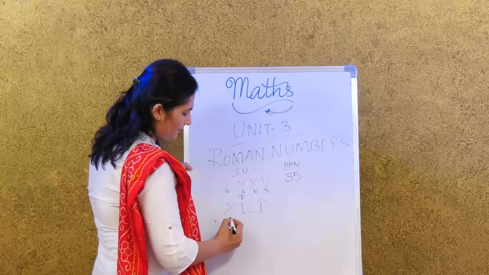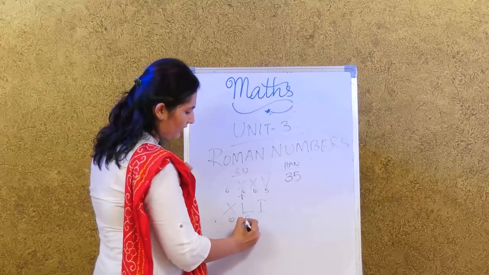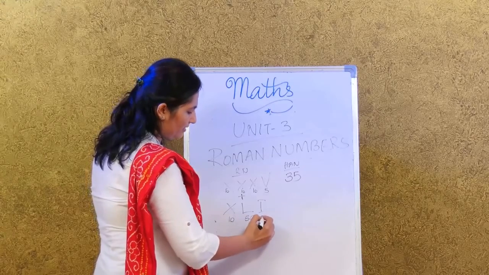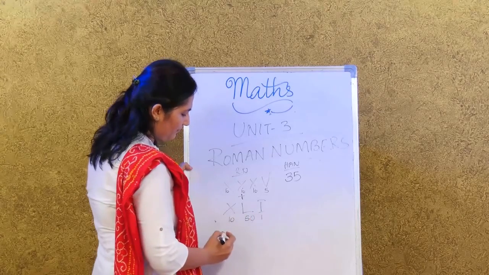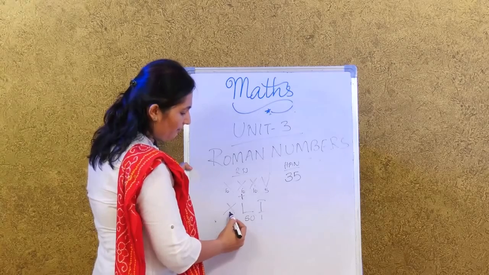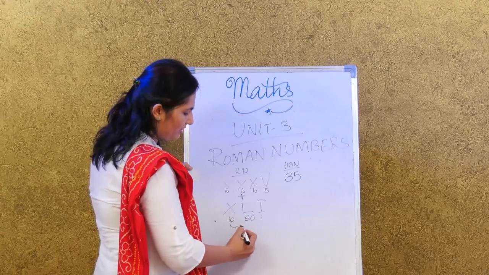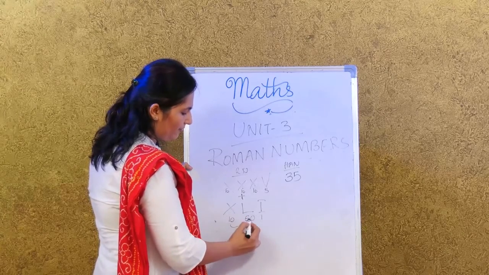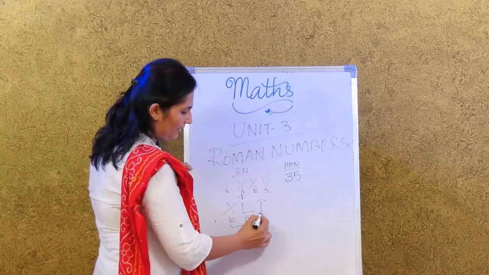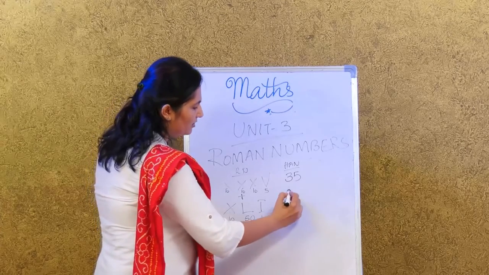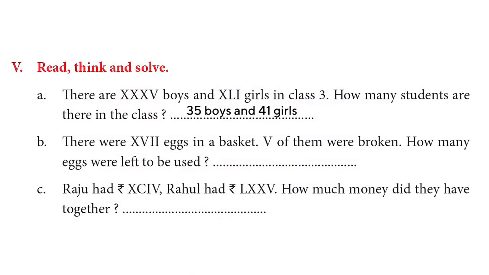Now, this one, this has a value of 10, this is a value of 50 and this has a value of 1 itself. So, here x comes before L. So, this answer is, we have to minus 10 from 50, you get the answer 40 and this is 1, 41. So, there are 35 boys and there are 41 girls in class 3. So, now how many students are there? So, now we have to go and do our addition.